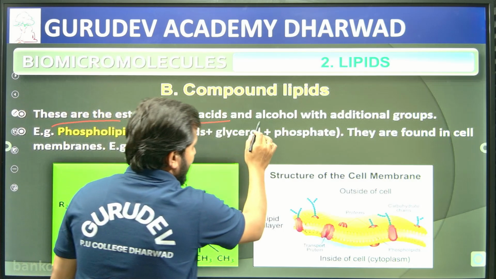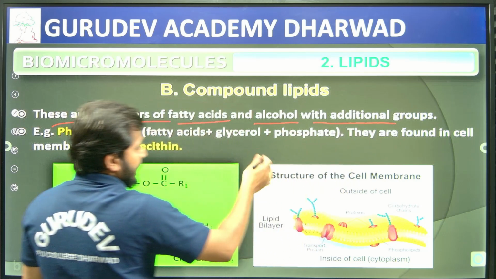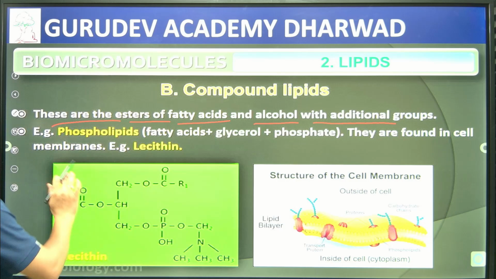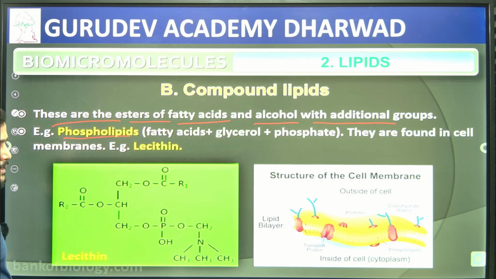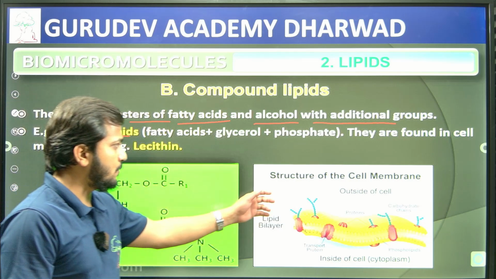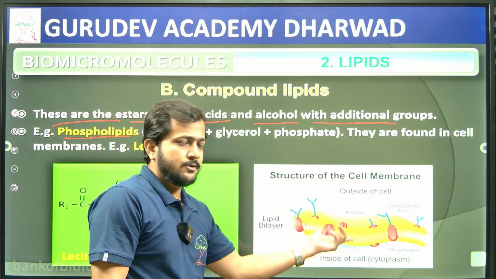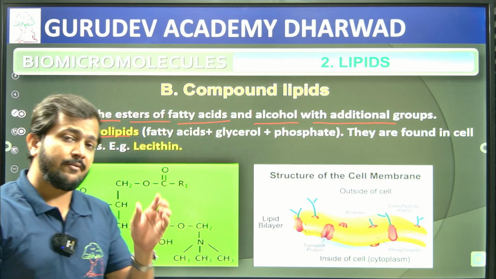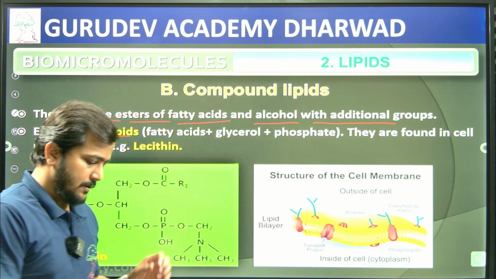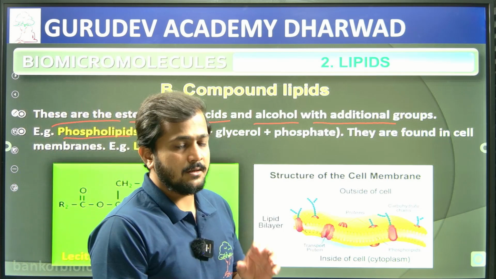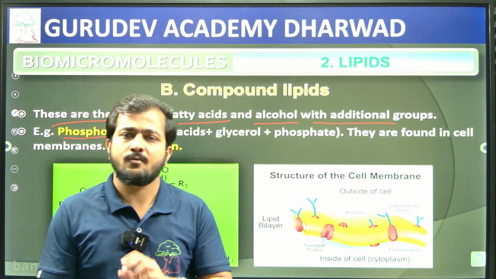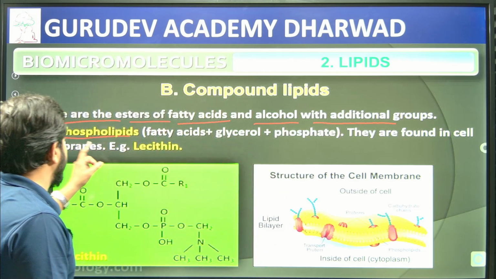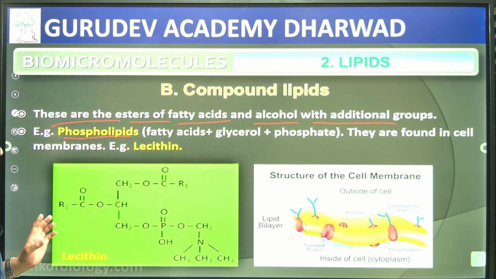Fatty acids and alcohol with an additional group. Again, an additional group, like for example phospholipid, right? Which is a major part of what? The structure of the cell membrane. You have already discussed the cell, the unit of life, and inside that, Singer and Nicolson's fluid mosaic model of the plasma membrane. There you came across phospholipids.